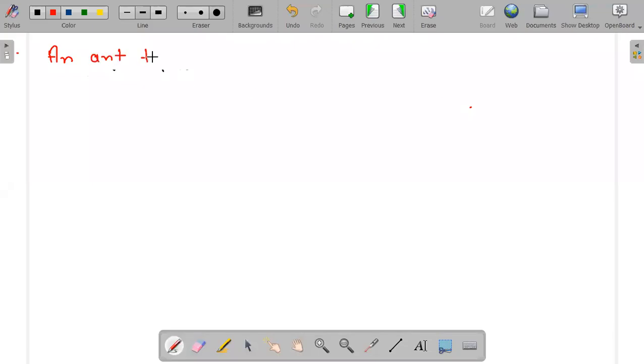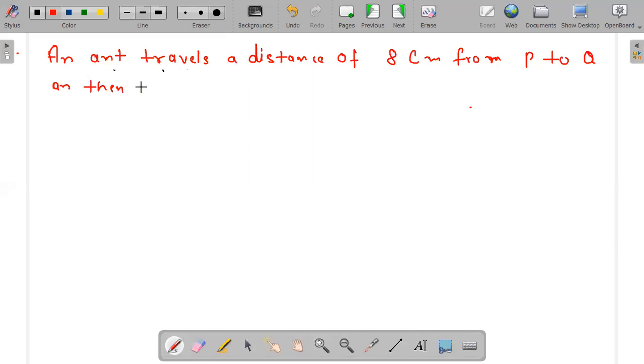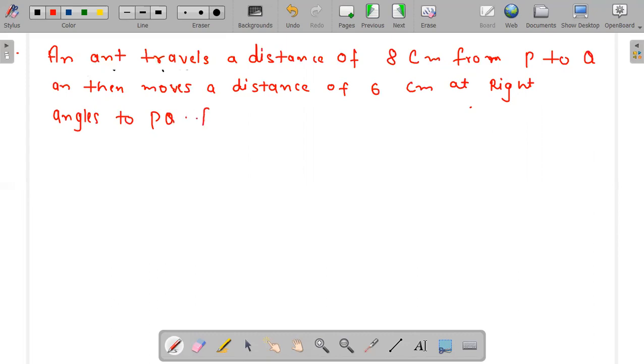And travels a distance. This question was in IDT of 8 centimeter from P to Q, and then moves a distance of 6 centimeter at right angles to PQ, find its resultant displacement.